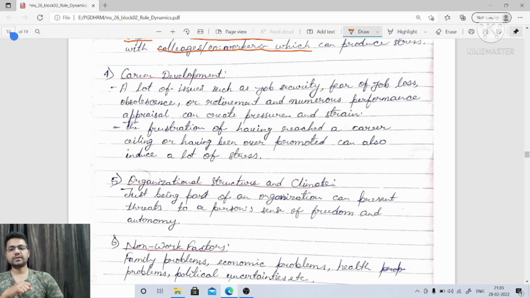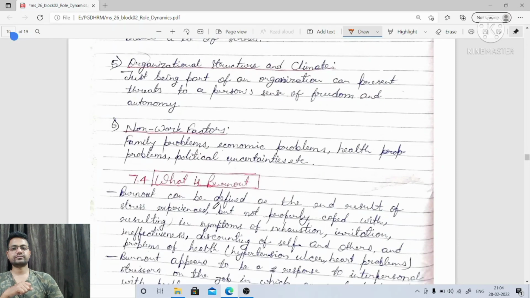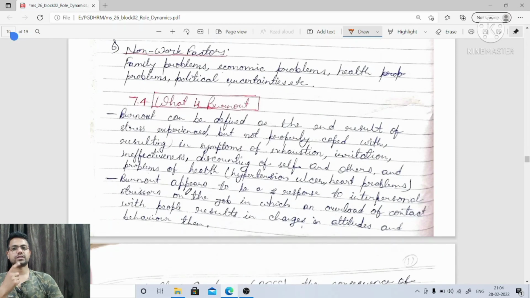Then next, non-work factors. Non-work factors means things like family problems, economic problems, health problems, political uncertainties, etc. All these reasons come under non-work factors, which may cause stress.